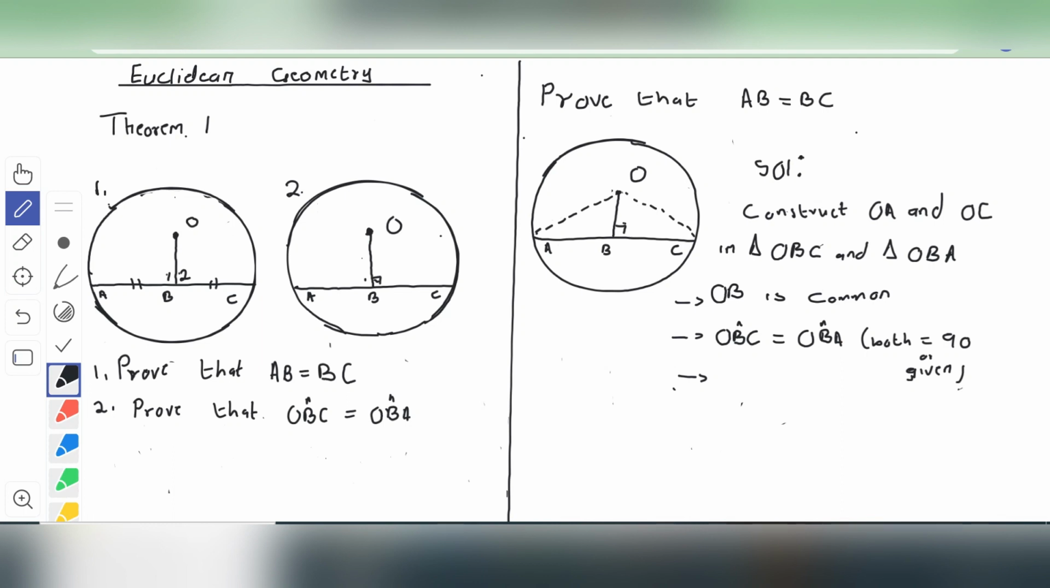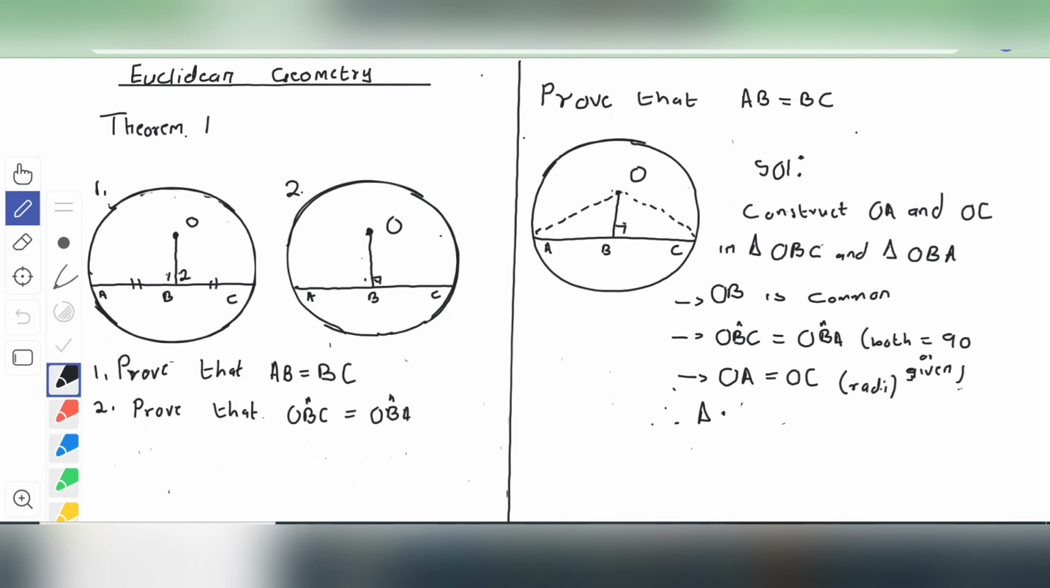So the last one, we just talked about the radius. You can see that we have the line OA, which is the radius, is equals to the line from O to C. The reason is the radii. Whenever there are more than one, then we say radii, but whenever it's one, we say the radius. So we know that OA is equals to OC.